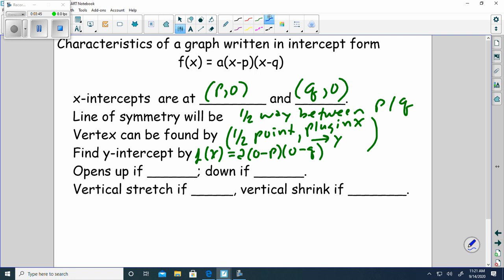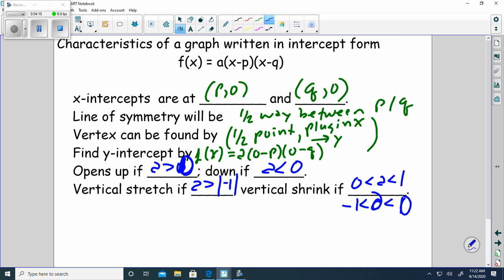It would open up if my a value is greater than 0, so positive. It would open down if it was less than 0, so negative. I have a vertical stretch if the absolute value of a is greater than 1. I have a vertical shrink if my a value is somewhere between 0 and 1, or if it was opening down, negative 1 and 0. That should be an a value. Sorry about that.